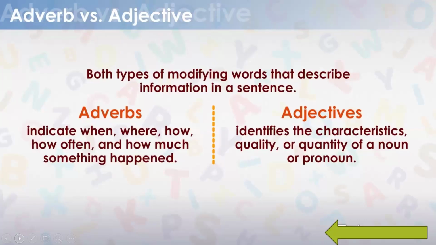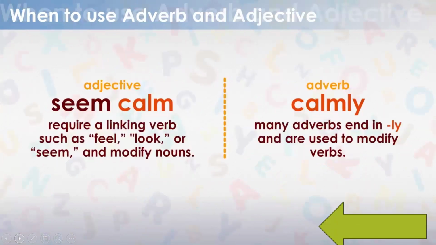Adverbs versus adjectives: both are types of modifying words that describe information in a sentence. Adverbs indicate when, where, how often, and how much something happened. Adjectives identify the characteristic, quality, or quantity of a noun or pronoun. When to use adverbs and adjectives: adjectives require a linking verb, such as feel, look, or seem, and modify nouns or pronouns. Many adverbs end in the suffix ly and are used to modify verbs, adjectives, other adverbs, and entire sentences or clauses also.